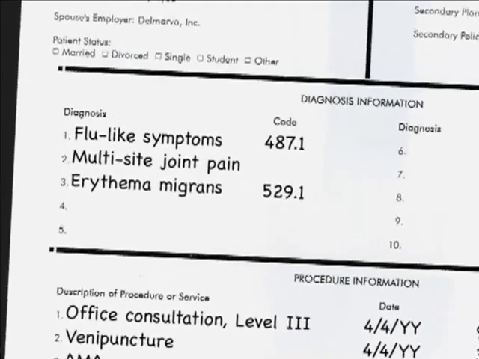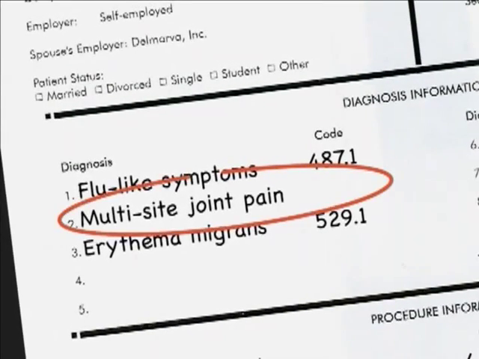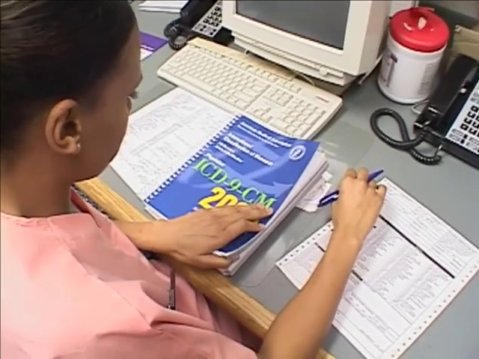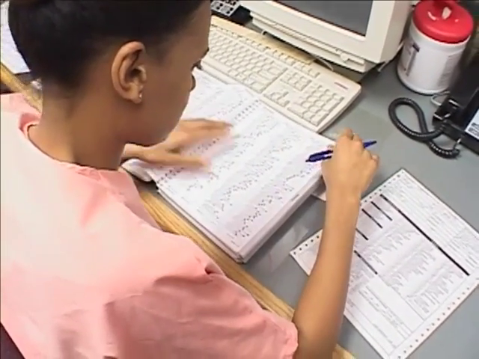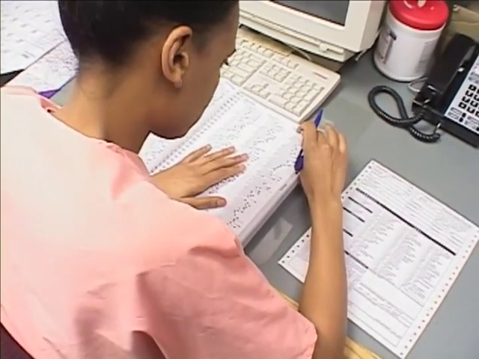Moving on to the diagnosis. The physician has indicated joint pain in multiple sites, but has not selected the diagnosis code. The MA must refer to the current International Classification of Diseases Clinical Modification Manual, or ICD-CM.